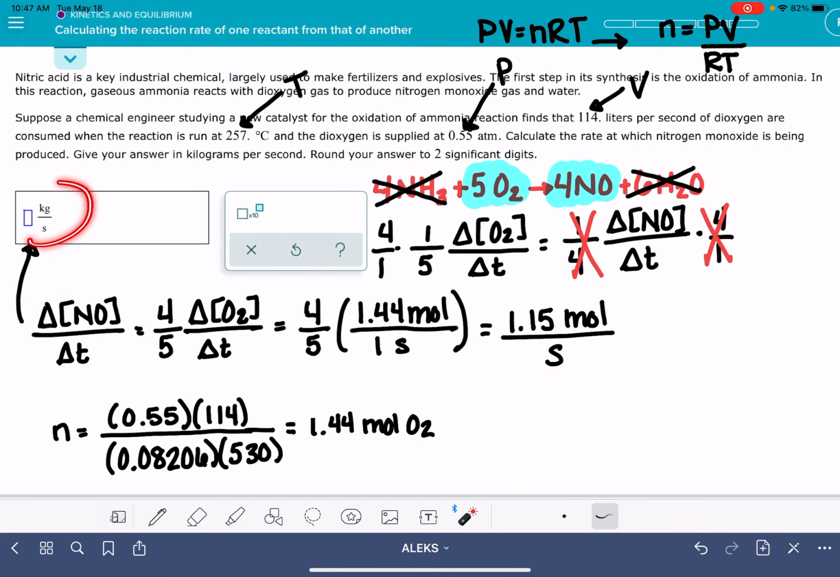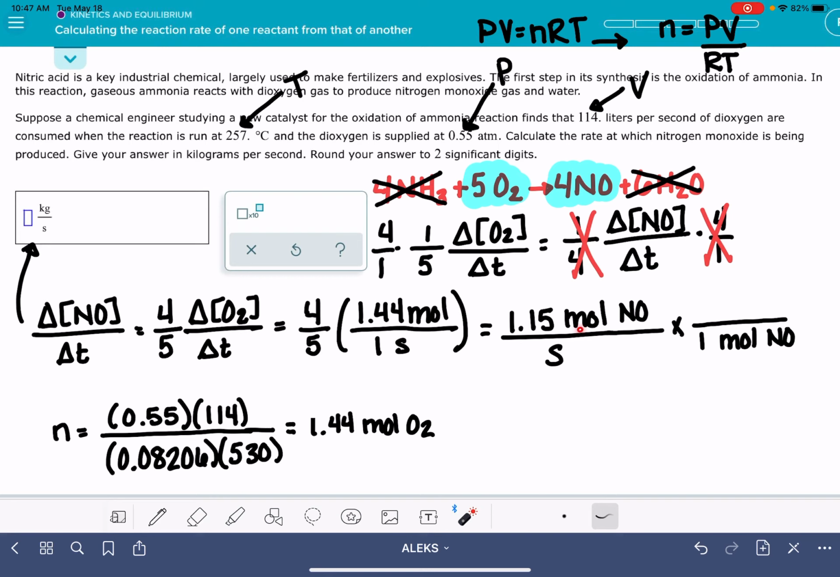So that's kind of the answer to this question, but ALEKS can't even make it that easy because it doesn't want us to express our answer in units of moles or even give us an option of how to express our units. It specifically wants our units in kilograms per second. So the next thing that we have to do is a mole to, not just gram, but mole to kilogram conversion. 1 mole of NO.